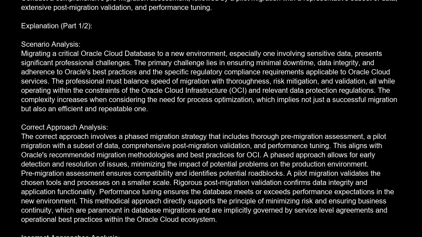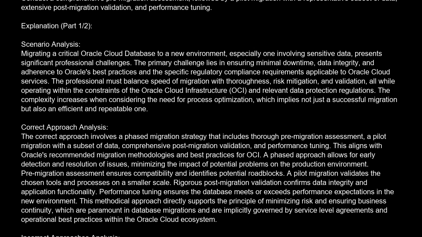A phased approach allows for early detection and resolution of issues, minimizing the impact of potential problems on the production environment. Pre-migration assessment ensures compatibility and identifies potential roadblocks. A pilot migration validates the chosen tools and processes on a smaller scale. Rigorous post-migration validation confirms data integrity and application functionality. Performance tuning ensures the database meets or exceeds performance expectations in the new environment.